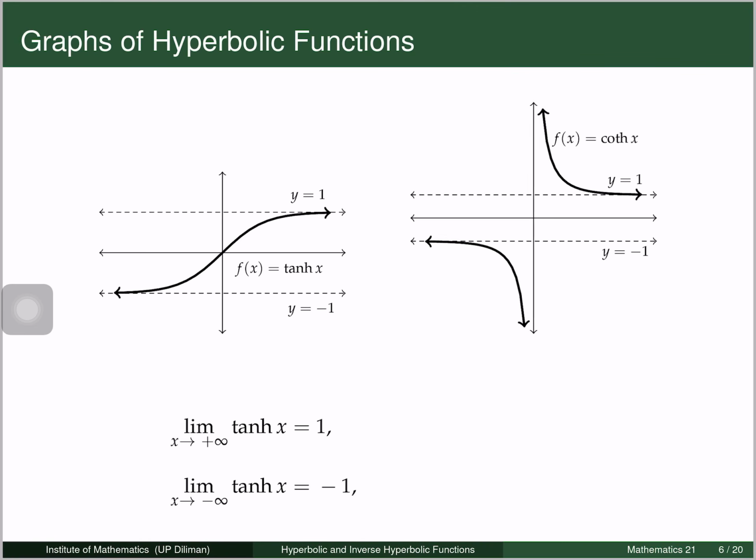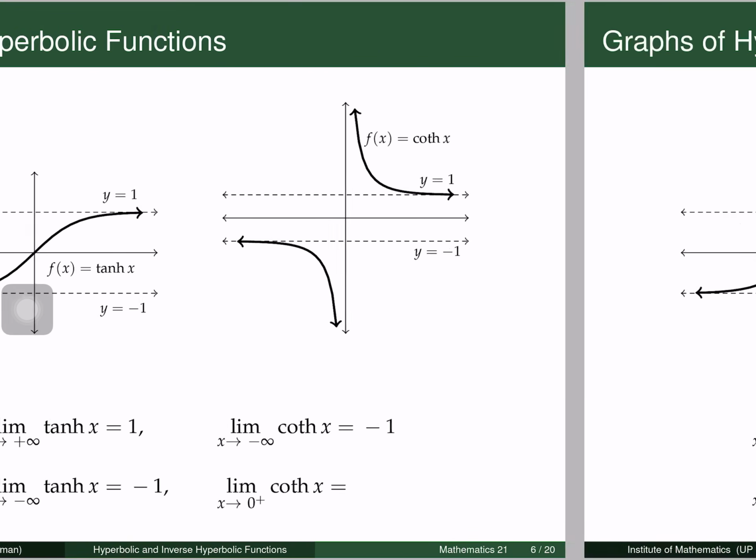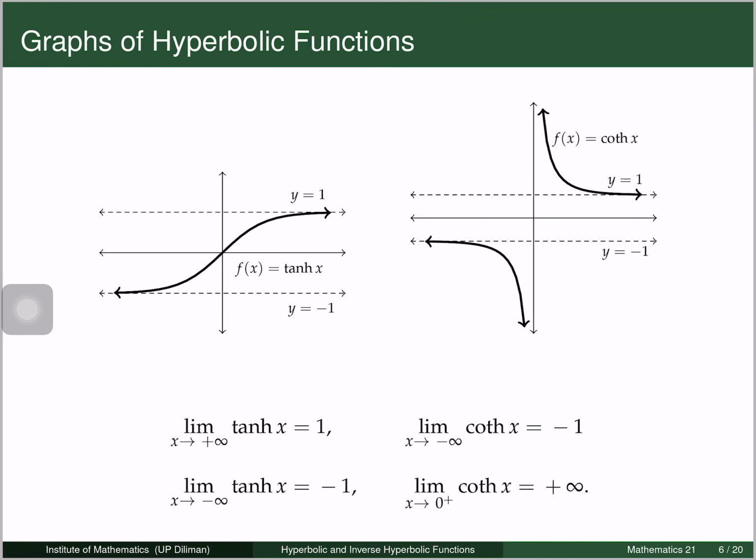So here is the graph of cos x. So limit ng cos x as x approaches negative infinity ay negative 1. And yung limit ng cos x as x approaches 0 from the right ay positive infinity.